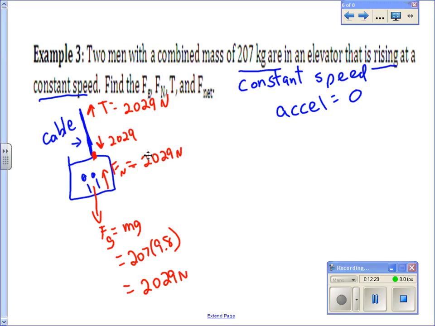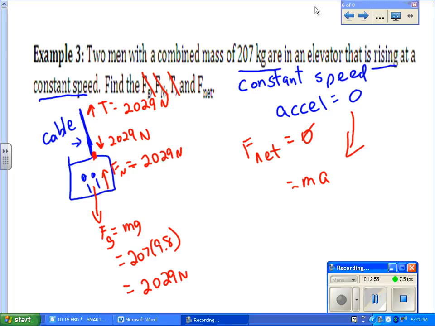So this is where I should have had something different going on, but I didn't. So the only way for the students to solve this is to act like the elevator has no mass, and we're only solving for the mass of the people. So that's my FG, my FN, and my T. F net will be 0 because F net is mass times acceleration, and my acceleration is 0.